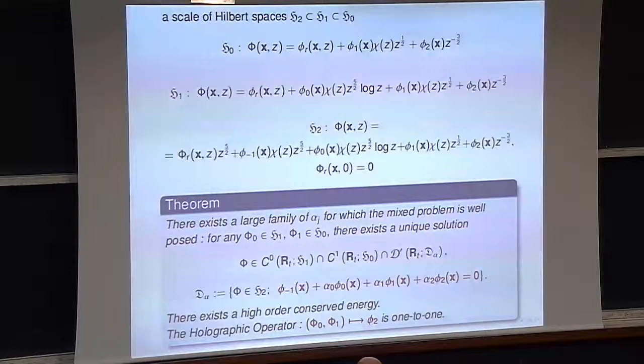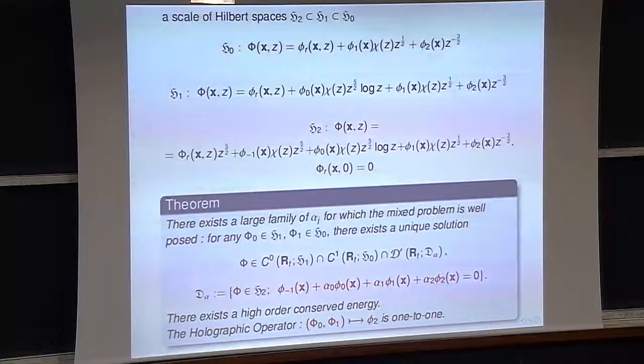And in this new functional framework, we can solve by the usual spectral techniques the initial Cauchy problem with this constraint. The solutions are weak. The boundary conditions are not satisfied in a strong sense, but just in the sense of distribution-valued in time. Therefore, we have solved the initial boundary problem. There exist some high order conserved energy. The holographic operator is not trivial. It associates phi 2 to the initial data. And the most important part of this theorem, this operator is one-to-one. We have proved the holographic principle.